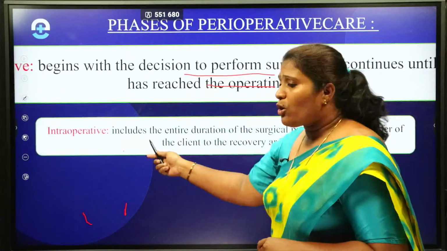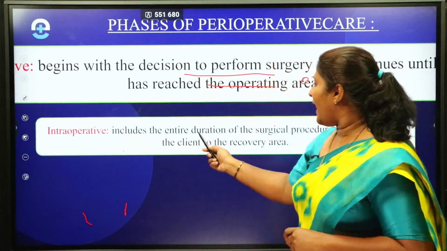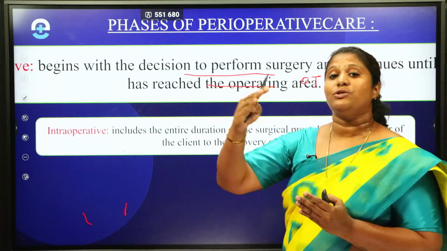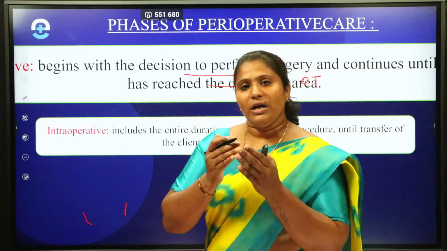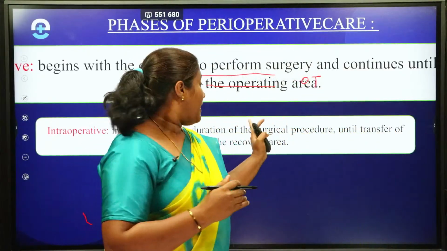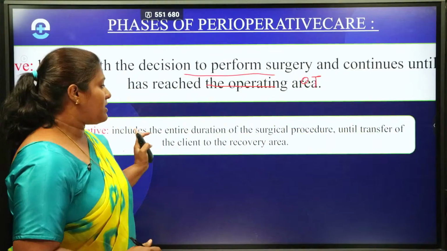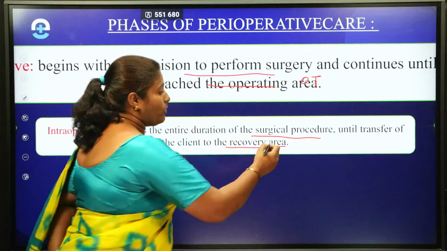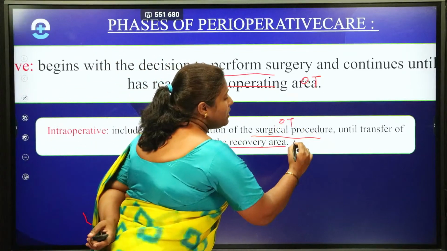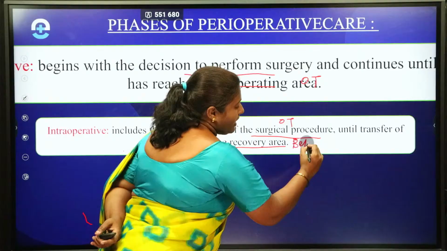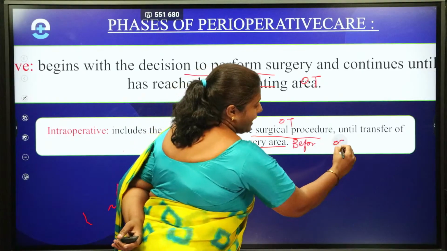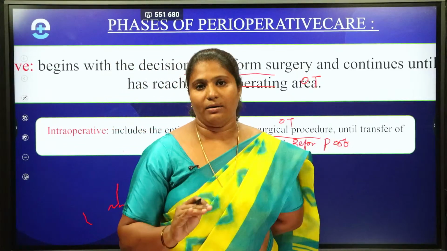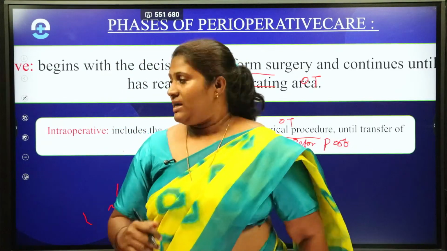Next one is intraoperative nursing care. It includes the entire duration of the surgical procedure until the patient is transferred to the recovery room. So in between, from the surgical procedure until the transfer from the OT to the postoperative area, what nursing care has to be done during that time, that is called the intraoperative nursing care.